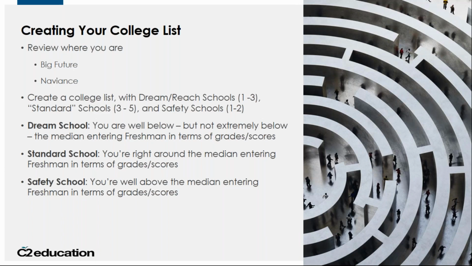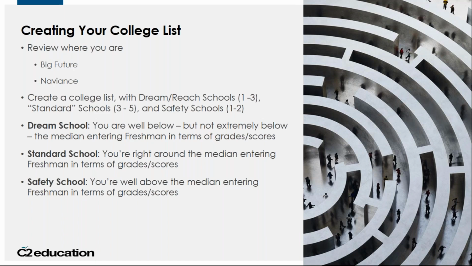Another one is, of course, College Board Big Future. College Board Big Future is a great college search database. You can look at what the median SAT scores are, whether they need APs, and what their AP college credit policies are. It's a really good overview of what you need to do to get into that school. Then, of course, you want to create your college list.